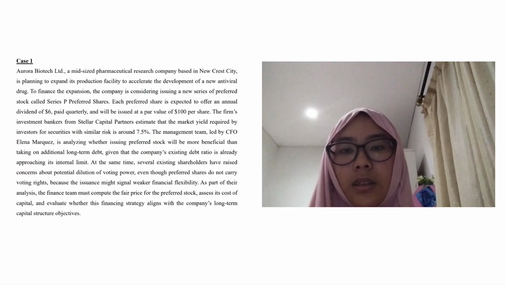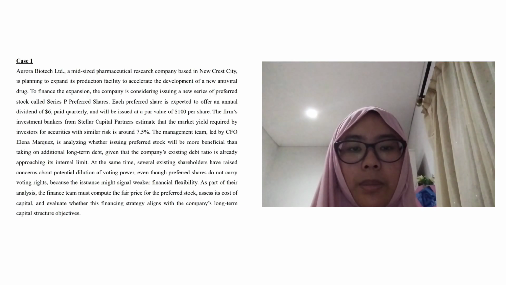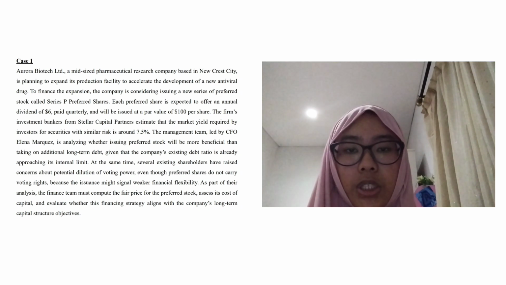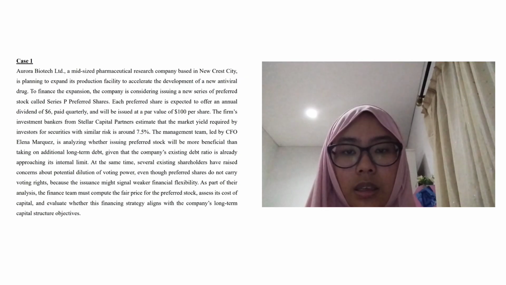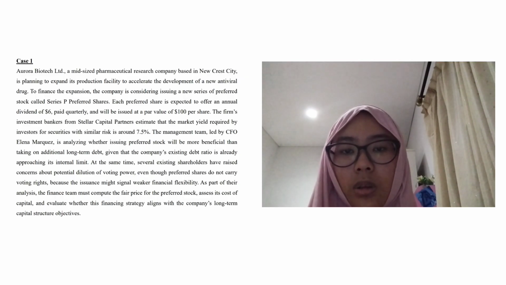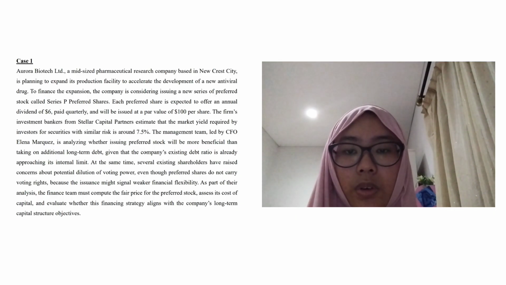Here I will explain case 1 and case 2. In case 1, we are told that Aurora Biotech Limited, a mid-sized pharmaceutical research company based in New York City, is planning to expand its production facility to accelerate the development of a new antiviral drug. To finance the expansion, the company is considering issuing a new series of preferred stock called Series P preferred shares. Each preferred share is expected to offer an annual dividend of $6 paid quarterly and will be issued at a par value of $100 per share.